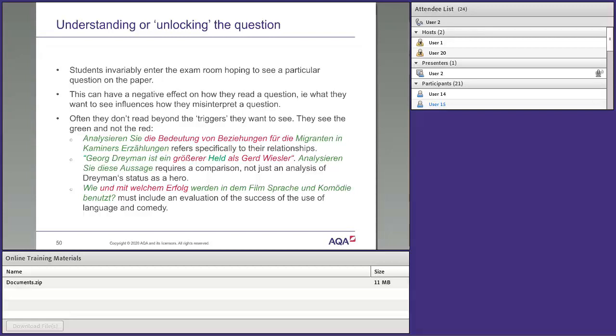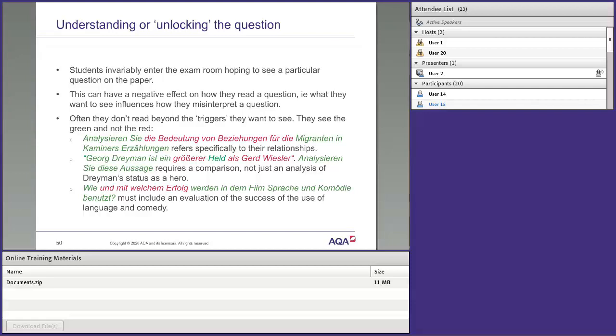Students invariably enter the exam room hoping to see a particular question on the paper, and this can have a negative effect on how they read a question. So what they see influences how they misinterpret a question. Often they don't read beyond the triggers they want to see. They see the green and not the red.